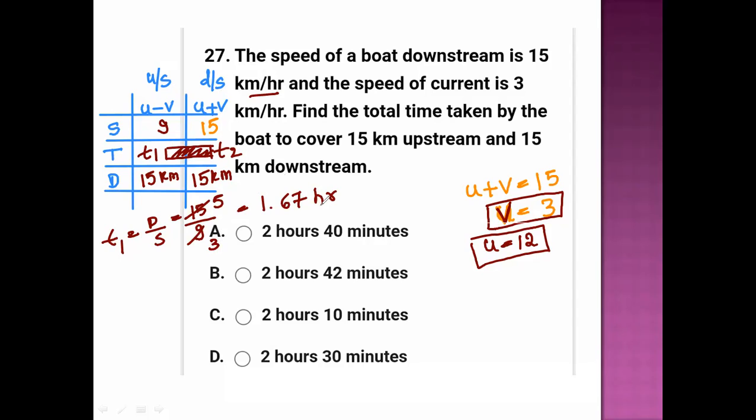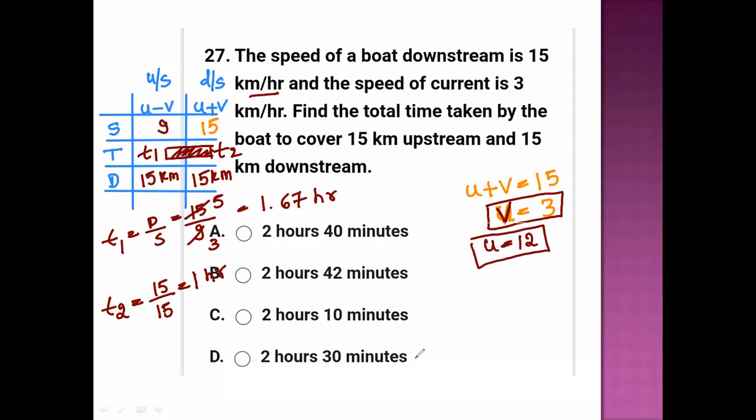will be 1.67 hours. Similarly, what is the time taken by the boat to travel on the downstream side, which will be T2? T2 is again distance by speed. So what is the distance? Distance is 15 divided by 15, which is 1 hour. What did they ask in the problem?